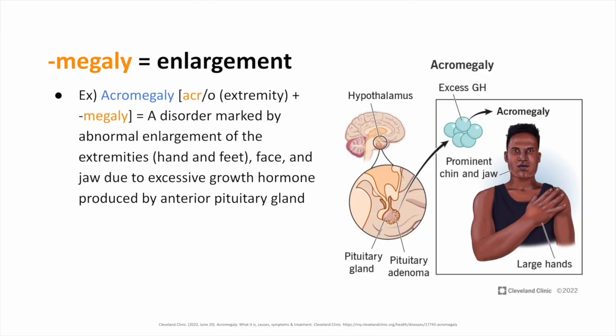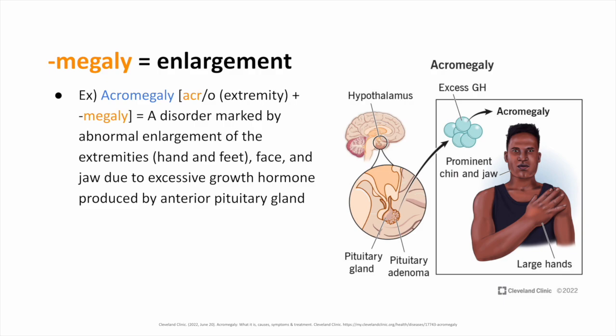Which is right now. So suffix megaly is a suffix that means enlargement of something. So one example is acromegaly, which we were discussing. Acro is a combining form that means extremity. It usually refers to extremities of your body, such as fingertips, feet, toenails, and jaw, for example, and suffix megaly. So acromegaly is a disorder marked by abnormal enlargement of the extremities, which are hands, feet, face, and jaw, due to excessive growth hormone produced by the anterior pituitary gland.